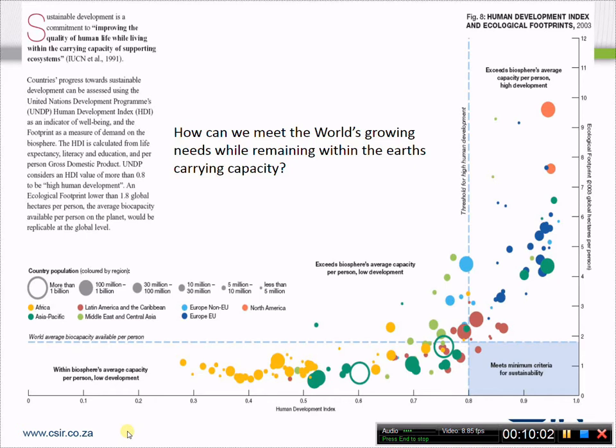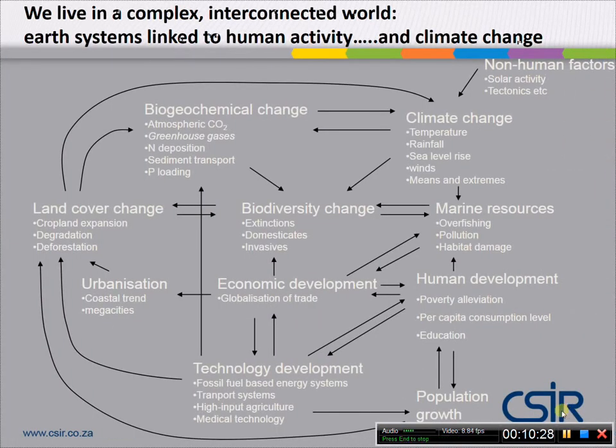The bottom line is, if developing countries are to develop more sustainably, they cannot simply follow the same trajectory that developed countries have. They essentially need to move into this quadrant, where they improve their HDI while maintaining a relatively low ecological footprint. So we live in this complex, interconnected world, where the Earth's systems are linked to human activity, and human activity is linked to biogeochemical cycles and climate change.